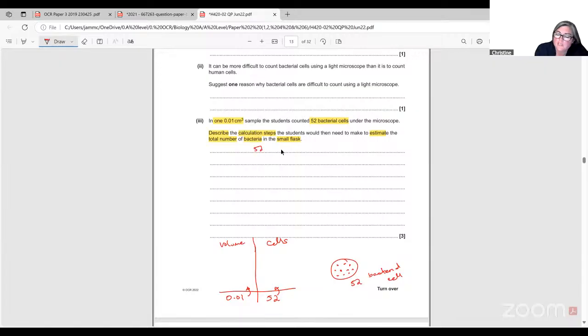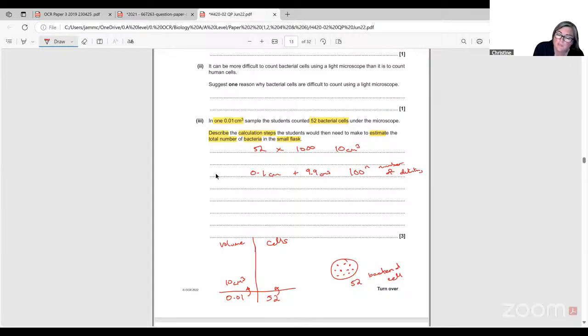So we need to do 52 times 1,000 so that we can get it back to 10 centimeters cubed. That's the first marking point: to get that back to 10 centimeters cubed. So we have to times it by 1,000. Then what we need to understand is, because we're doing 0.1 centimeters cubed plus 9.9 centimeters cubed, we're doing a 100-fold serial dilution, but we don't know how many dilutions we've got. So this n represents the number of dilutions.